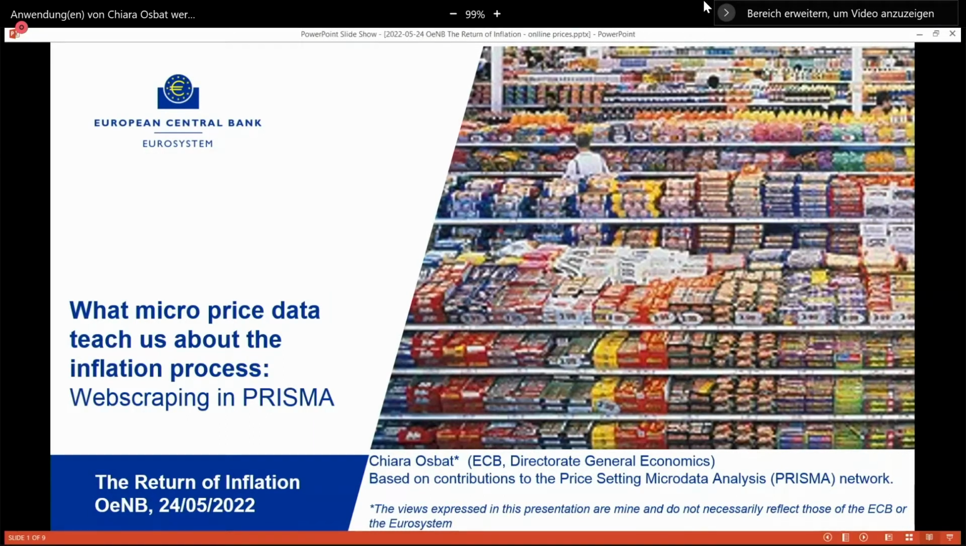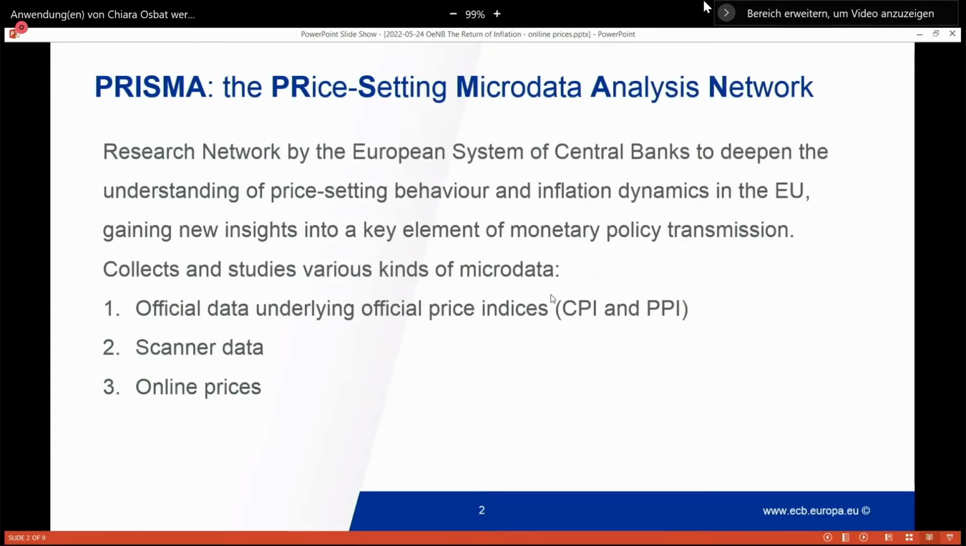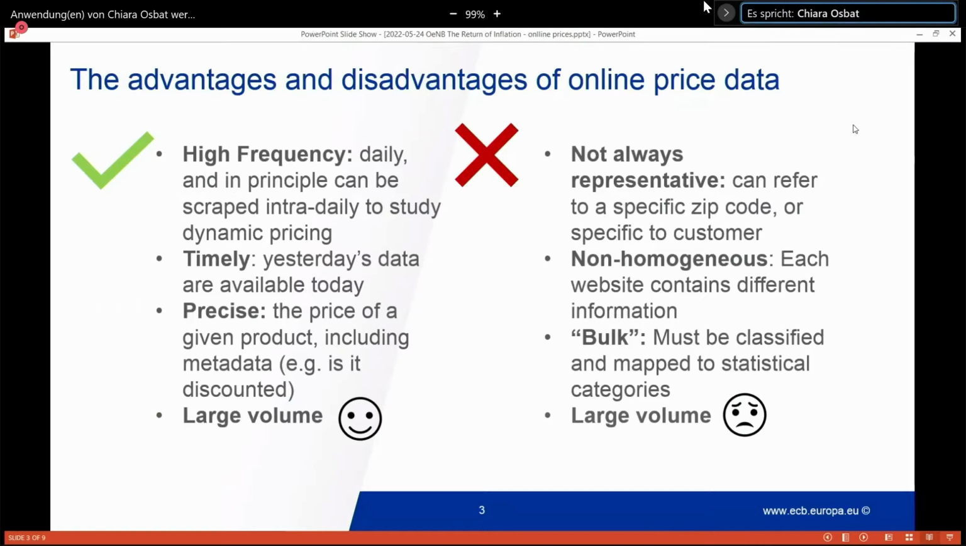Also because the next 2 presenters will also be part of the Prisma network, let me tell you a bit of what it is about. It's a research network by the European System of Central Banks, devoted to understanding price-setting behavior, inflation dynamics, and gaining new insight into the key element of monetary policy transmission, that is the price-setting mechanism. We have collected and studied various kinds of microdata: official data underlying the HICP and the PPI indices, scanner data, and online prices.